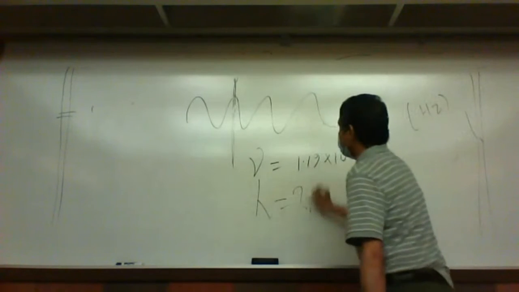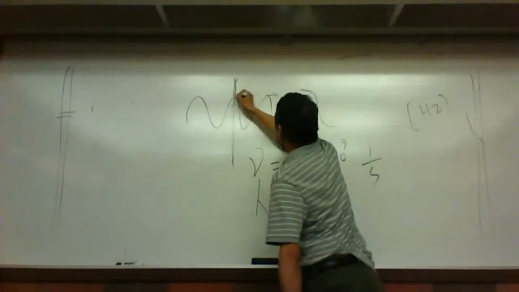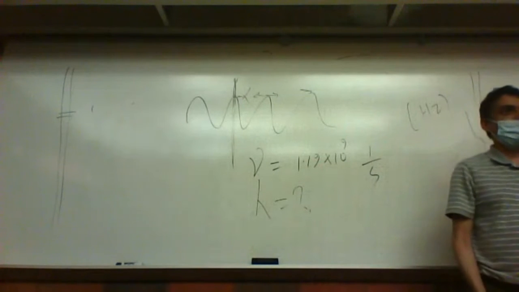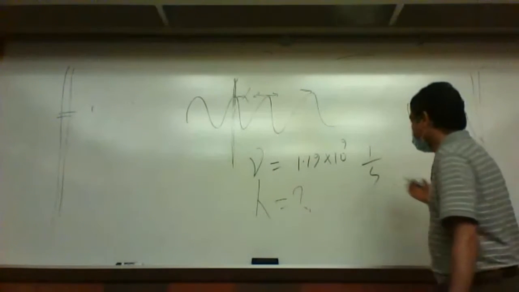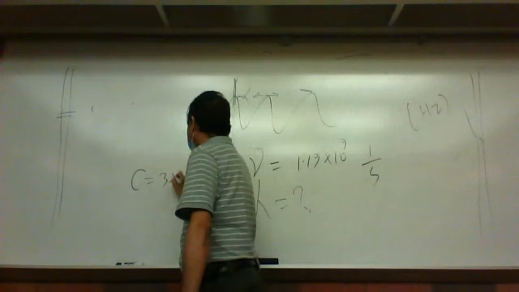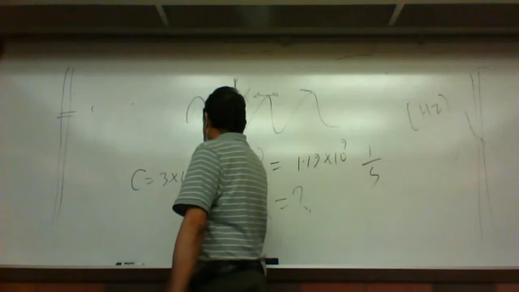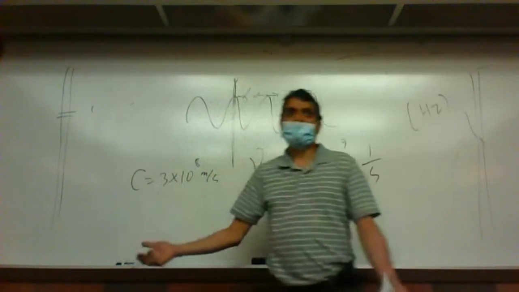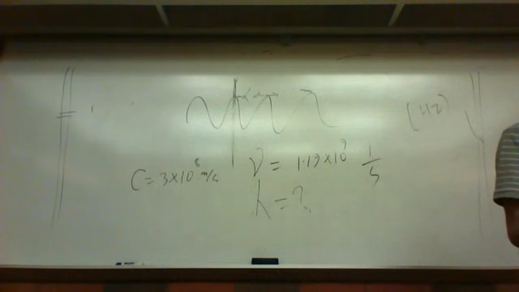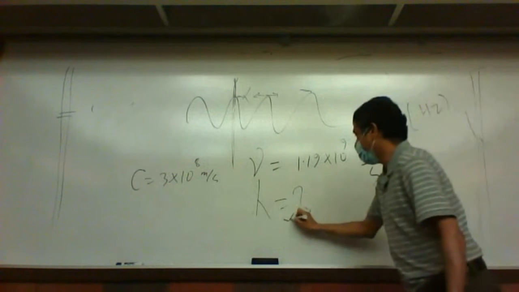Now the frequency is given, and we calculate the wavelength. What is the distance between the two nearest peaks? That we don't know, right? But what we know is that the velocity of light is always the same. C is equal to 3 times 10 to the power 8 meter per second, or you can use 2.9 times 10 to the power 8 meter per second, it is the same thing. Make sense? Simple.